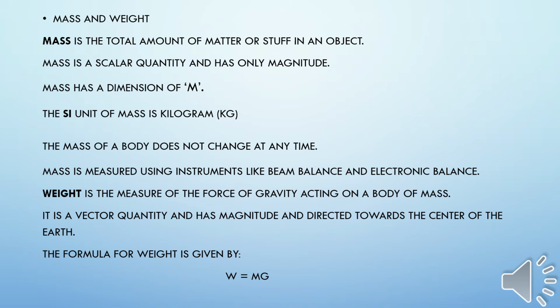Weight is the measure of force of gravity acting on a body of mass. Now, weight is a vector quantity and so it has a specified direction. The weight of an object is directed towards the center of the earth. Now we can relate weight and mass by the formula W is equal to mass times acceleration due to gravity. That is, weight is equal to the mass of a body times the acceleration due to gravity acting on the body.